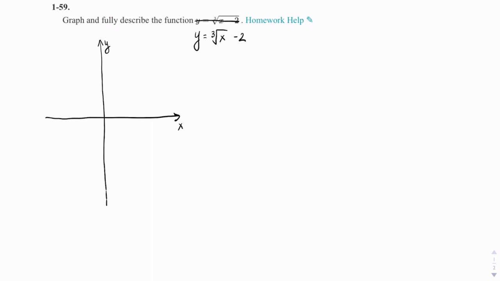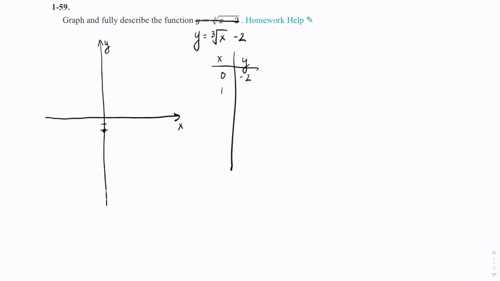So I need a table of values. So I'm going to put in x and y values. So I'll put in 0, and I get -2, right? So that's 0, -2. And at this point, you need to put as many values in until you see the shape of the graph. Now, as you graph more of the cube root functions, you'll need fewer points. But for now, we need points, right?